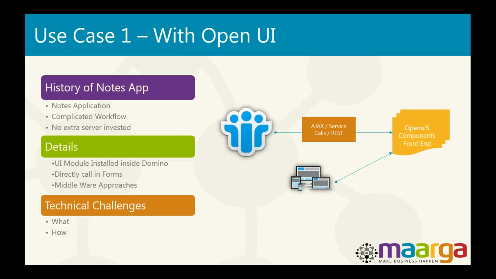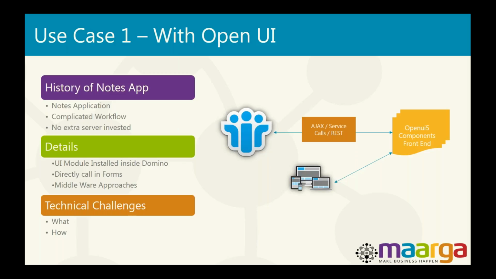So what we have done is we have not invested anything on the server, since we know that the SSO is working fine, the authentication works fine, and it's only available for the internal people. What we created is a Notes application that is the entry point of the application. We put all the OpenUI files here according to the version changes.